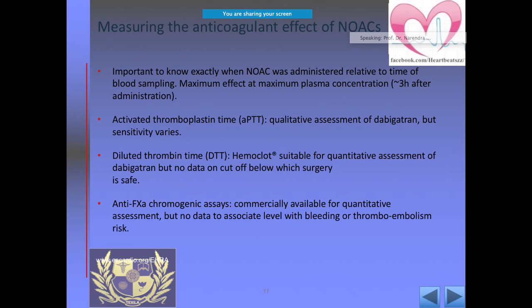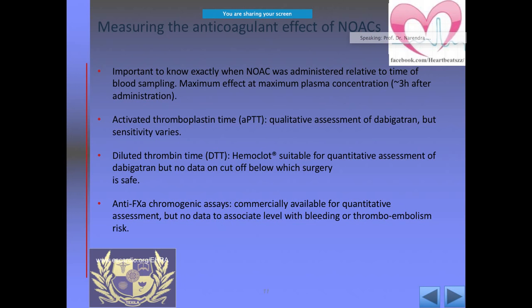In the sense, the APTT, which stands for activated thromboplastin time, can be used for qualitative assessment of dabigatran. However, the sensitivity varies. Similarly, there is also a test called Hemoclot, diluted thrombin time, DTT.